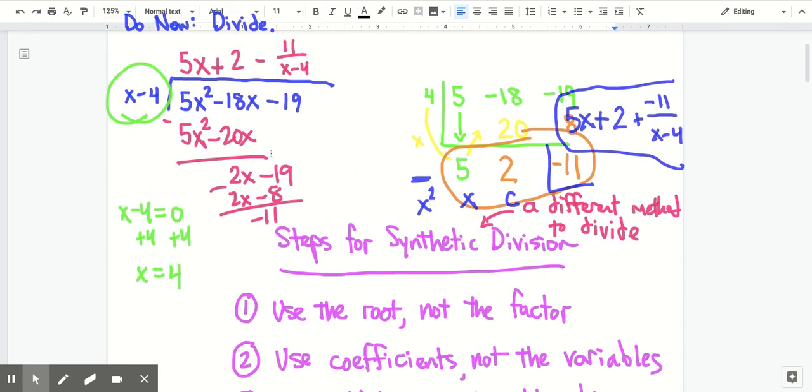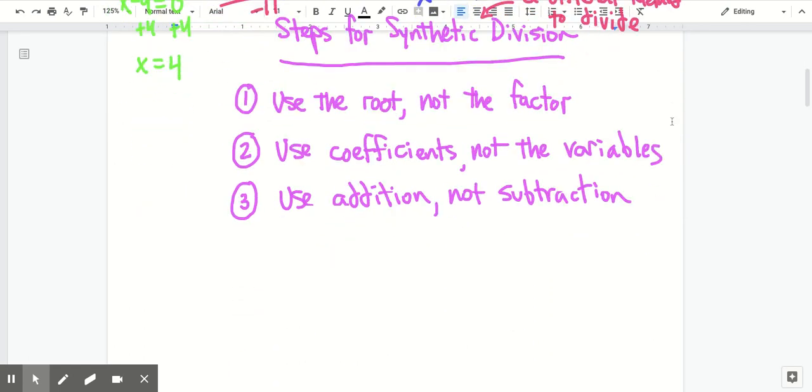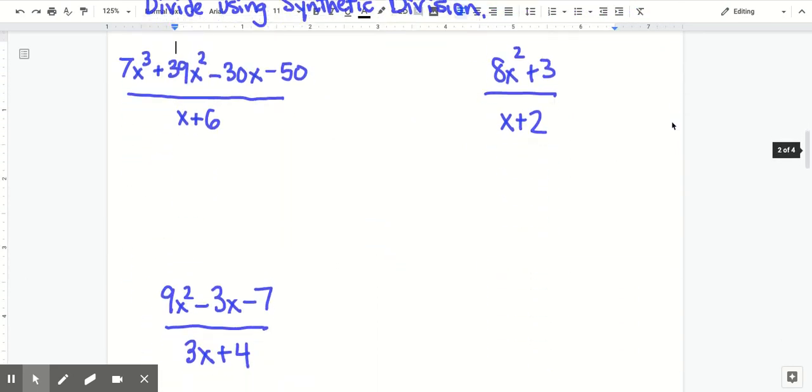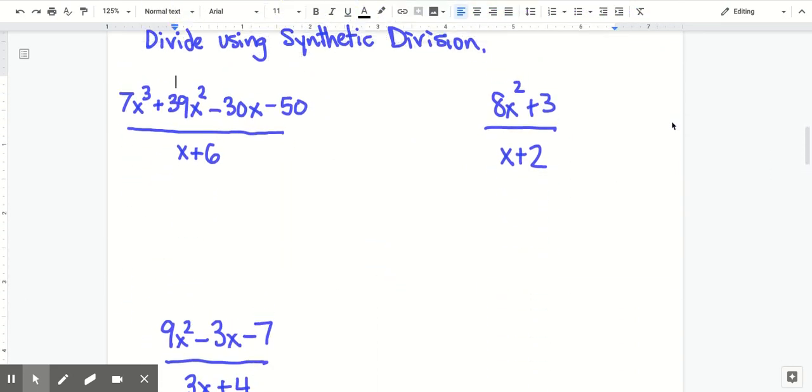Personally, I like long division better because I like just seeing everything. I'm just comfortable with this, but synthetic division tends to be faster and a little easier on you once you have it set up. So let's get some practice with synthetic division. Let's go ahead and start by finding the roots on the bottom.